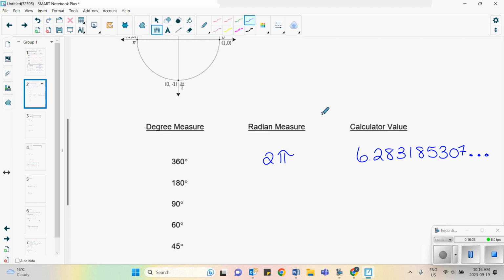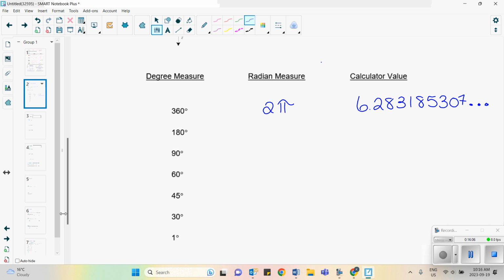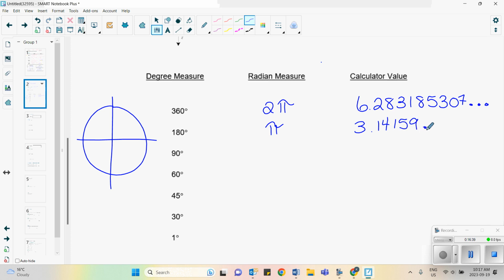Okay, so let's math it out. 360 is all the way around. Where's 180? Halfway around. You guys agree with me? 360 all the way, 180 is half. So if 360 is 2 pi, what's half of 2 pi? Pi. I'm just going to put some ellipses.